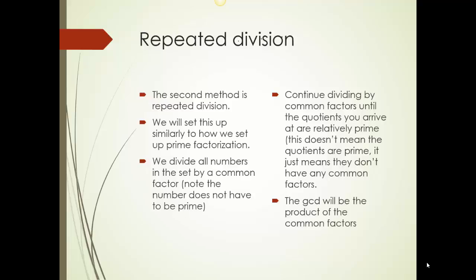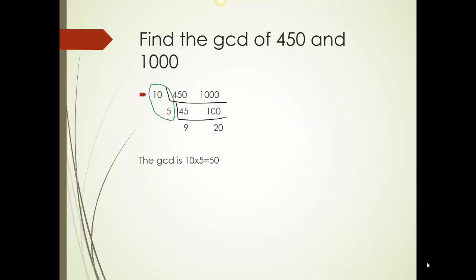All right. Another way to do it, and this is probably my go-to way, is called repeated division. It kind of sets up similarly to prime factorization, except that you don't have to use primes, and you could do the division for both numbers at one time. As I'm doing this, I'm going to divide by common factors. Don't have to be prime factors, just common factors, until I get to two numbers that have nothing in common, which we said is called relatively prime, and the GCD will be the product of the common factors. So let's take a look at that.